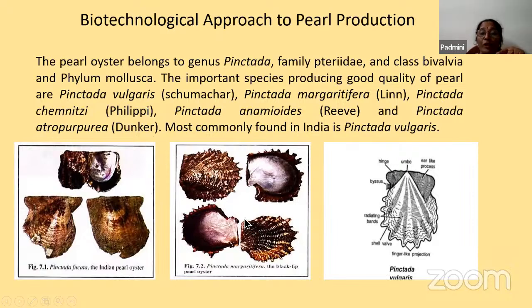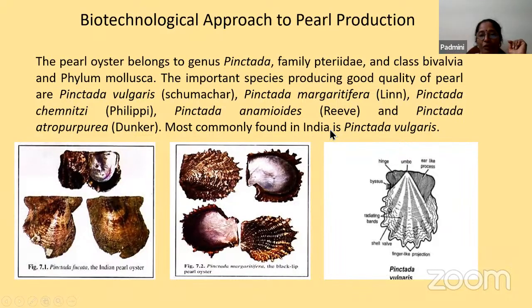So here we are going to talk about the marine pearl production. When you're talking about marine production, Pinctada vulgaris. This is Fucata, and that is vulgaris, the names that have been given. The second one is Pinctada margaritifera. You can see those sharp edges that it has. Then Pinctada chemnitzi and anomioides. Then you also have atropurpurea.